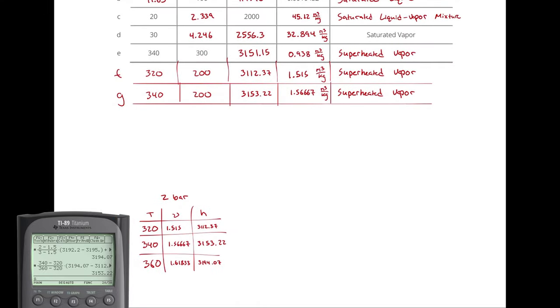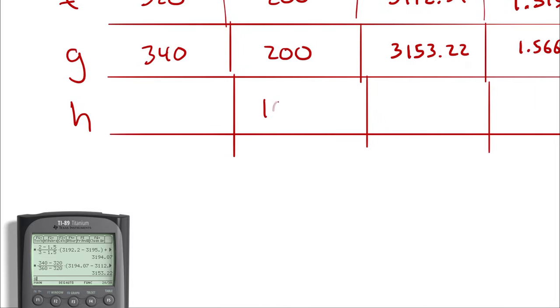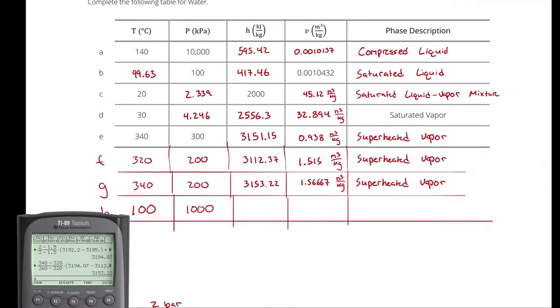I don't think that I'm actually going to make us do this together right now, because I'm going to probably save that for a separate time. But if we had 10 bar, which is 1,000 kilopascals and 100 degrees Celsius, that state point is actually between our compressed liquid tables and our saturation tables.